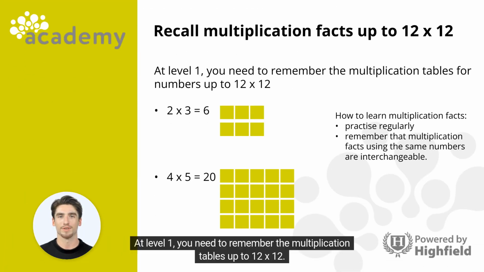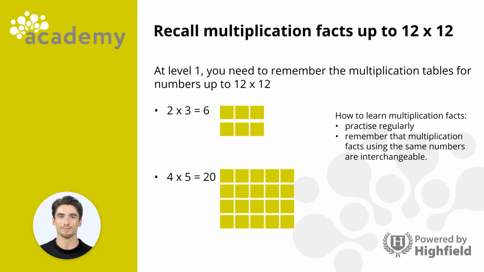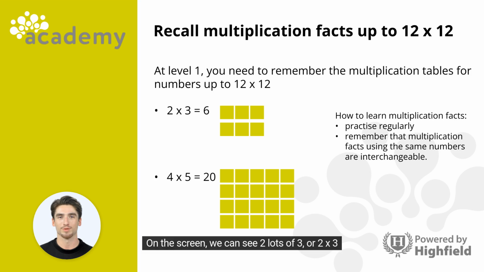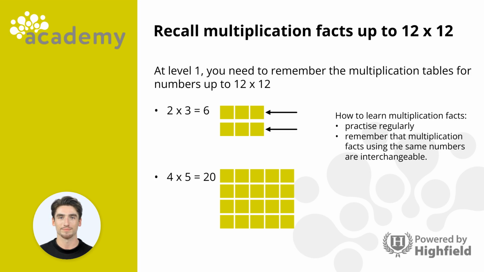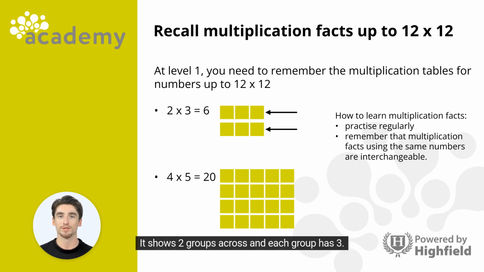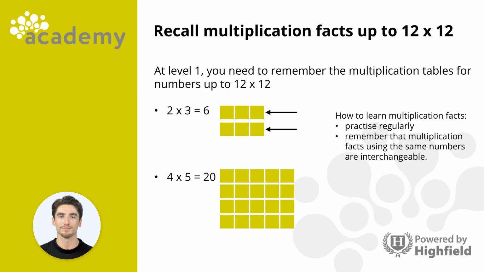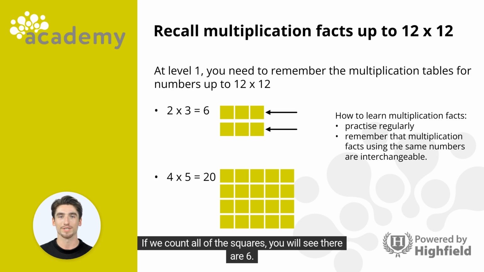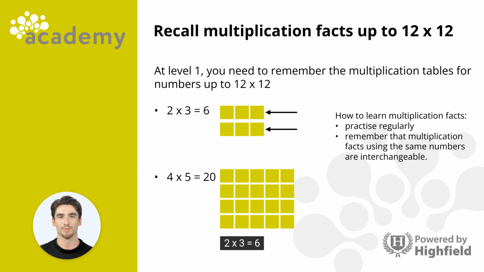At Level 1, you need to remember the multiplication tables up to 12 multiplied by 12. For example, 2 multiplied by 3 equals 6. On the screen, we can see 2 lots of 3, or 2 multiplied by 3. It shows 2 groups across, and each group has 3. If we count all of the squares, you will see there are 6. 2 multiplied by 3 equals 6.